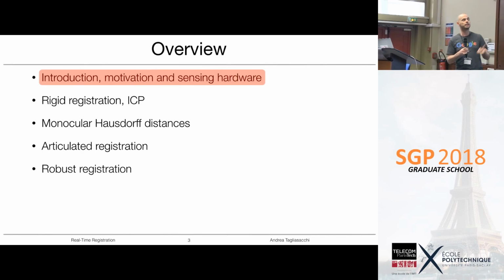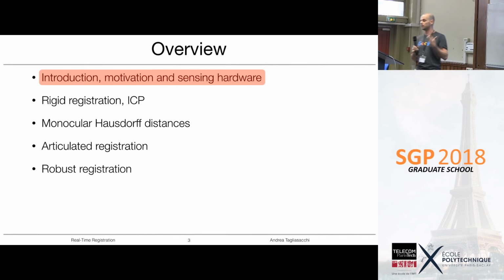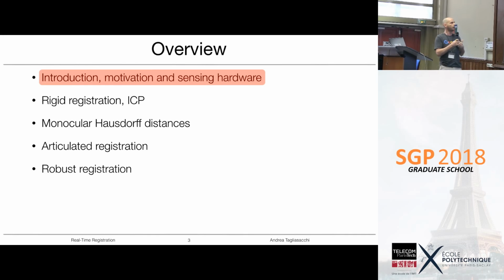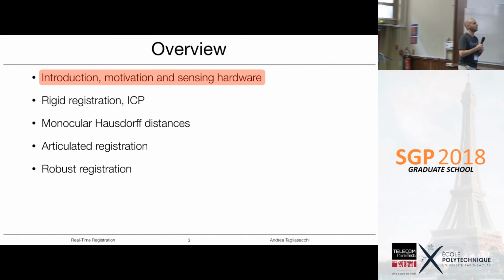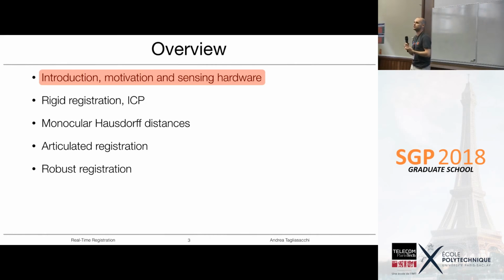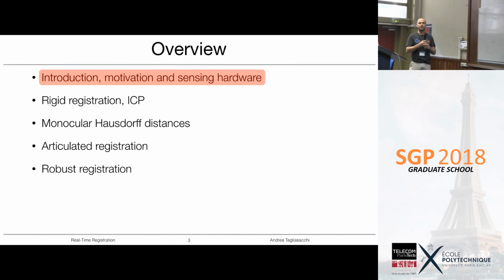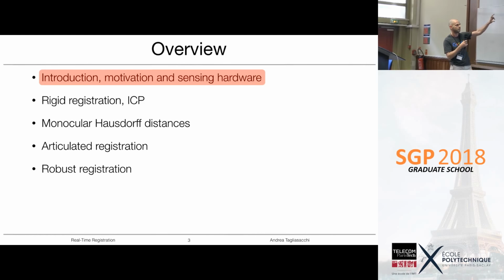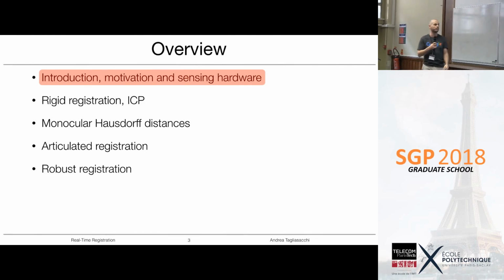To give you an idea of what I'm going to talk about today, I'm just going to give a quick overview. I'm going to show you a little bit of the sensing algorithm that we have, and we're going to get back to it later. We're going to talk about rigid registration and ICP, which is one of the core algorithms to address these problems. I want to discuss what I call the monocular Hausdorff distances, which are a way of measuring how good your alignment for rigid registration is, because I think it's quite key and often misunderstood whenever I read papers. And then I'm going to focus on an application, which is articulated registration, which was my core research area for the past few years.